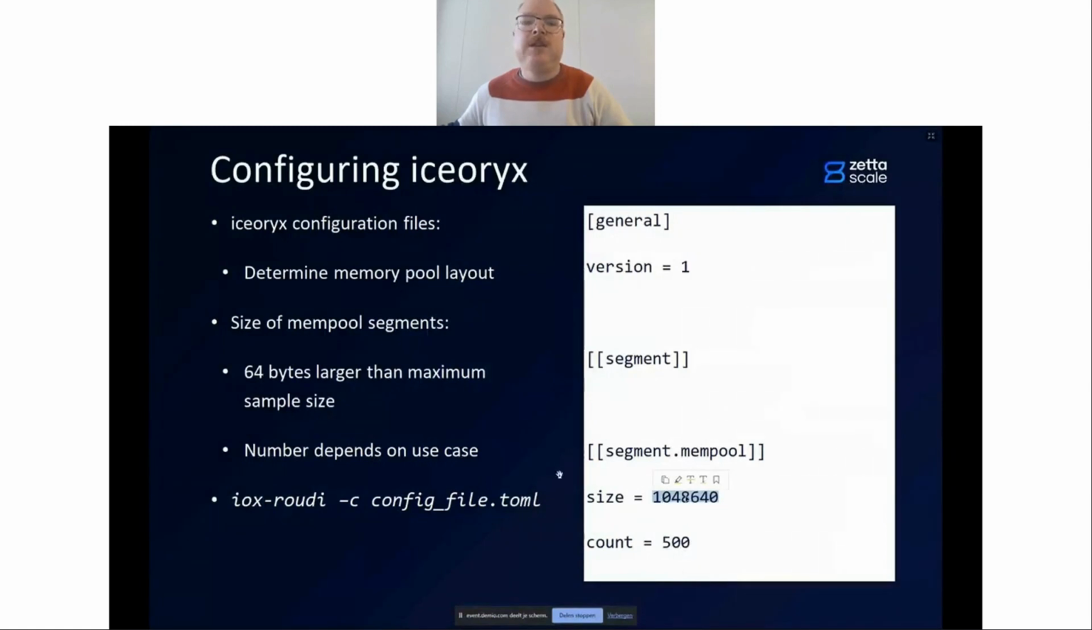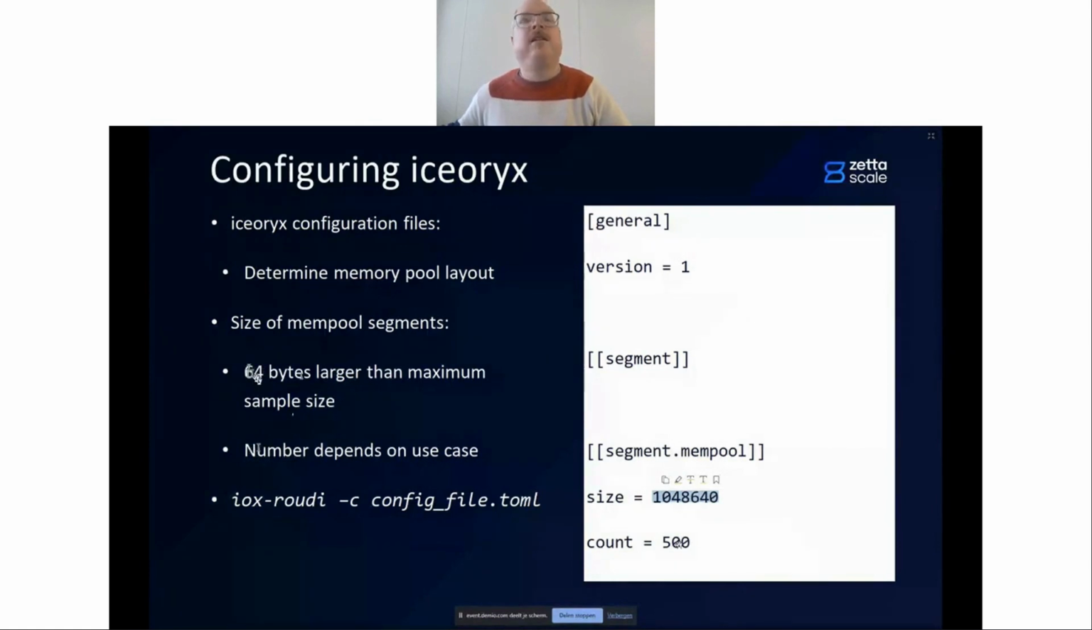And the issue is that this is the smallest quantum of memory that ISRIX can give out. Because of this, this segment of memory needs to be 64 bytes larger, because of certain metadata that Cyclone DDS adds on top of the sample that's being exchanged. It needs to be 64 bytes larger than the maximum sample size that's being exchanged. And the number, of course, depends on the use case that you have.